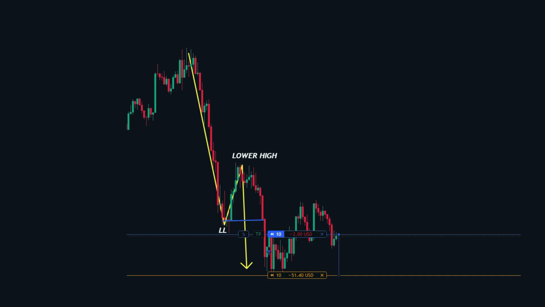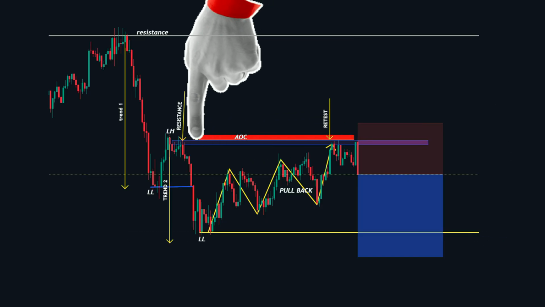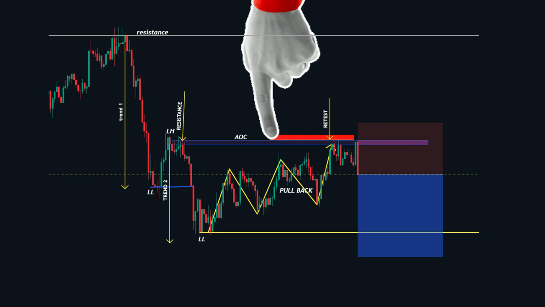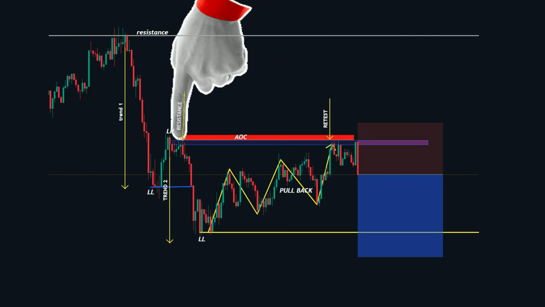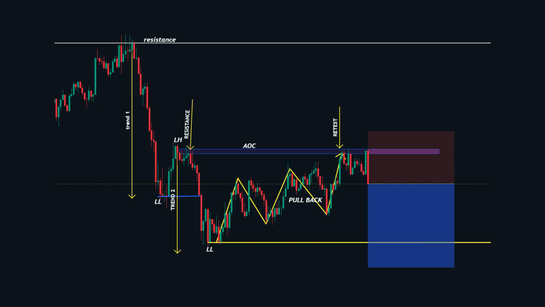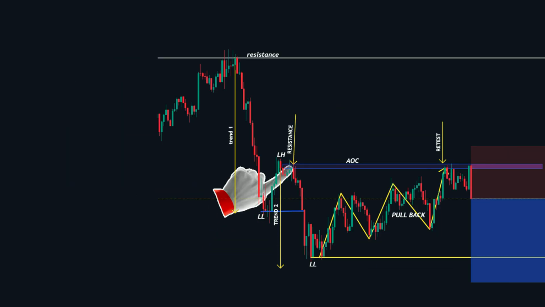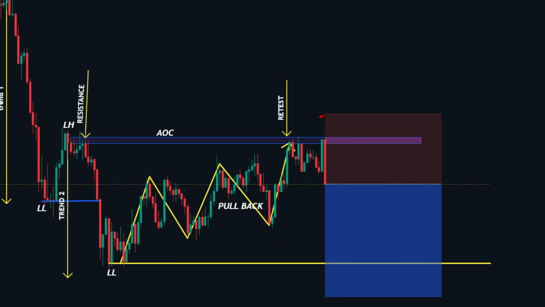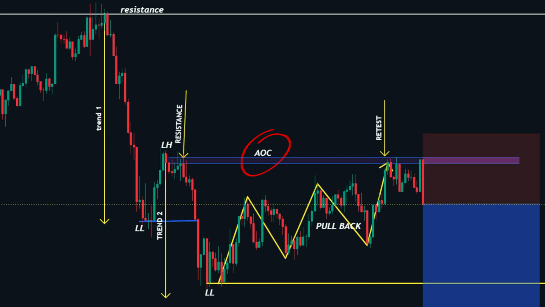The key BYBT zone on this chart is the BYBT area of confluence where previous support turns into resistance and lines up with the lower high. This zone matters because it lines up with the previous reaction area, the lower high, and the area where price should reject if sellers are still defending structure. That is why I call it an area of confluence.